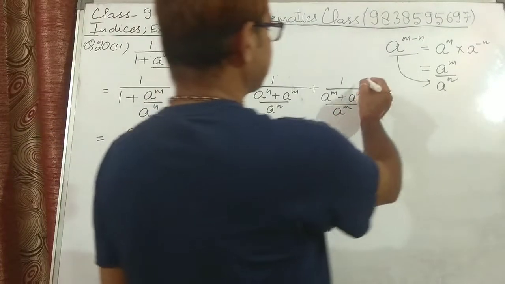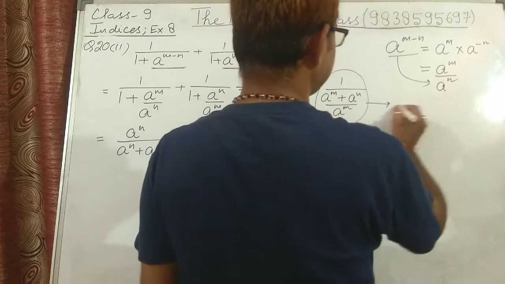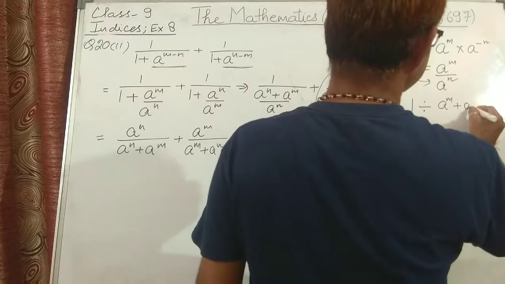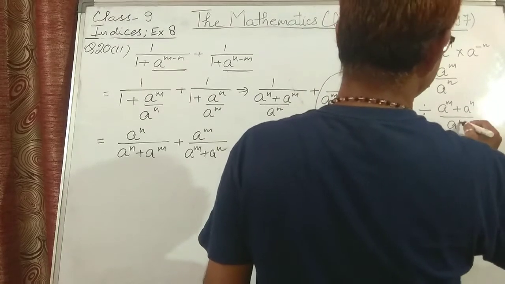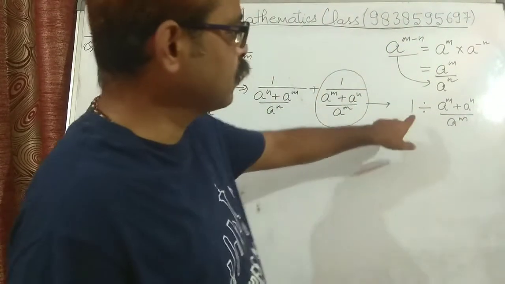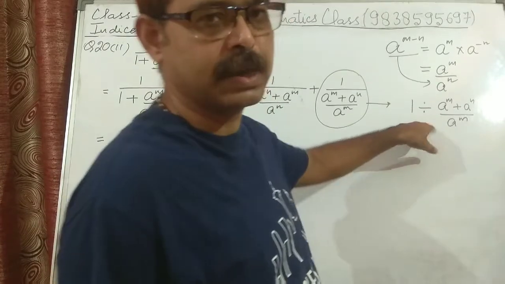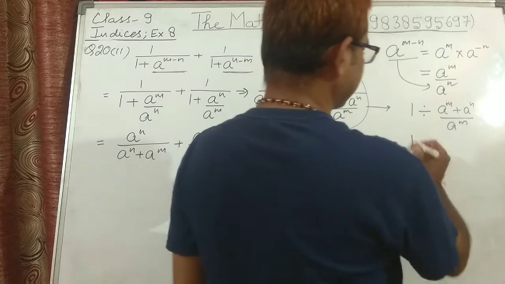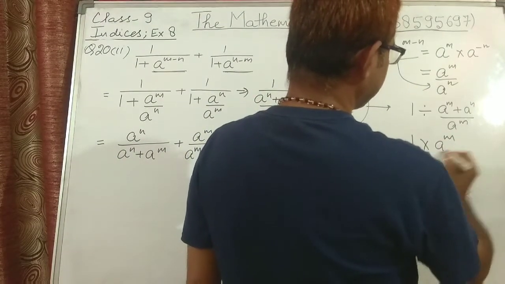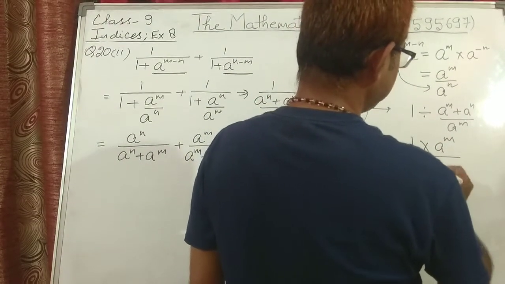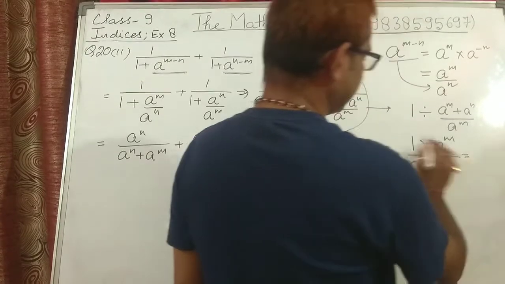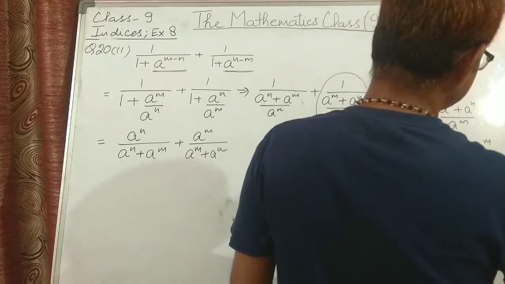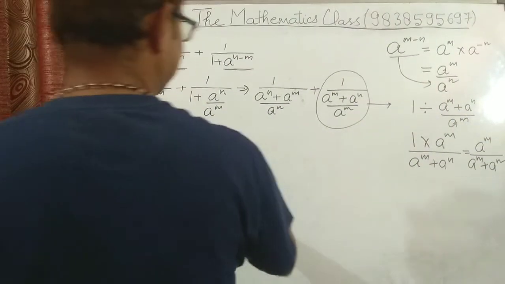How can you write this? I am writing this portion also on this side. It means 1 divided by (a to the power m plus a to the power n) upon a to the power m. Now you know when you solve, the division sign converts to the multiplication sign and the next fraction becomes reversed. So this can be written as 1 into a to the power m upon (a to the power m plus a to the power n). Something into 1 is the same thing. So a to the power m upon (a to the power m plus a to the power n). So that is what we have got over here.